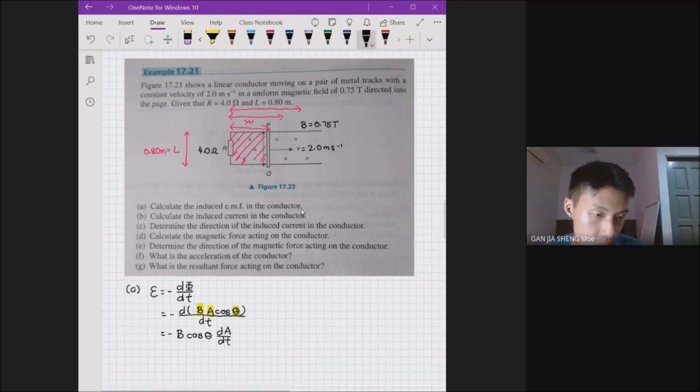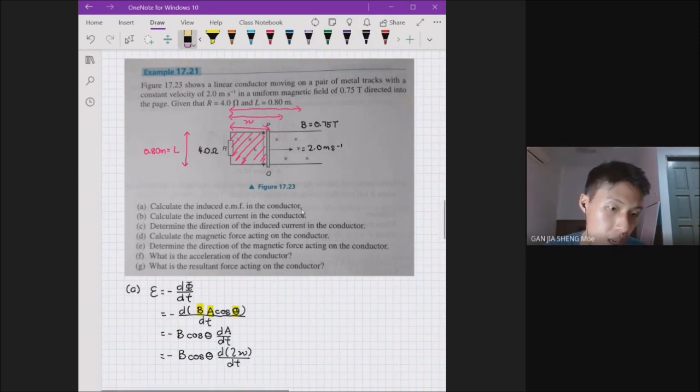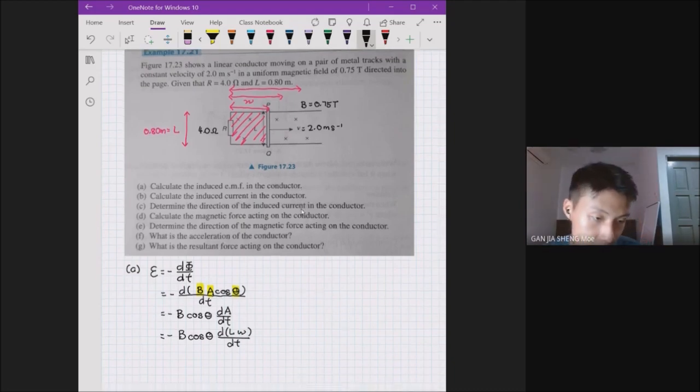So when we modify our equation, we change it to negative B cos theta, then this will be d of length times width dt, but the length, they use capital L. I keep on forgetting the L. So what we are going to bring out is the length, because the length is constant with time. The length is not changing with time. The negative BL cos theta. The only thing changing is the width over here.